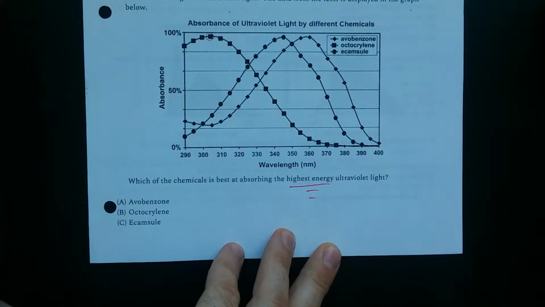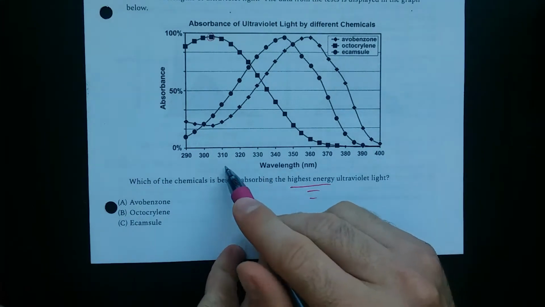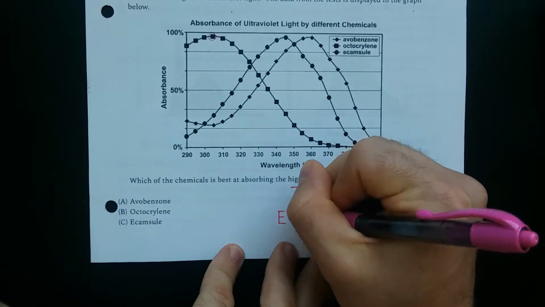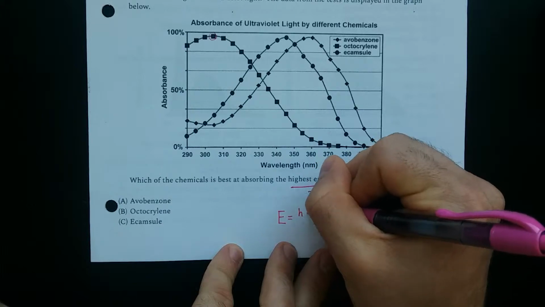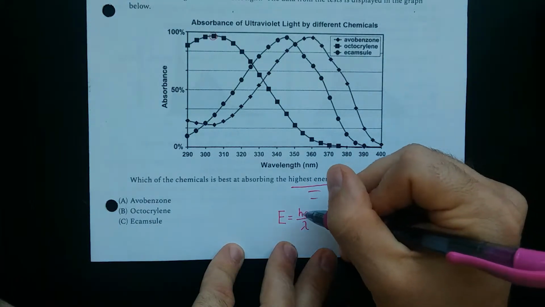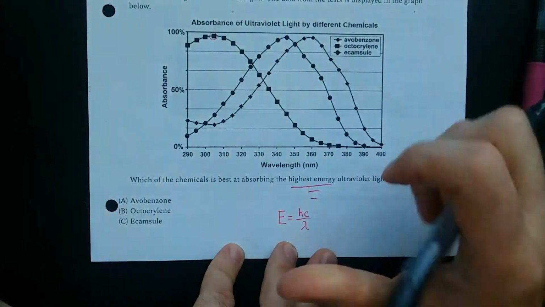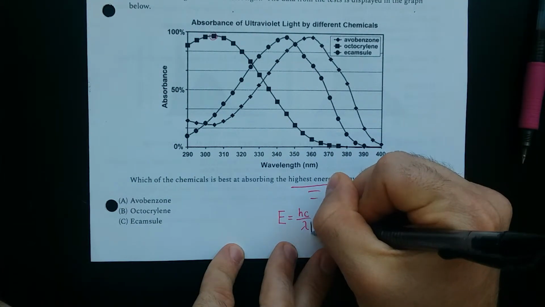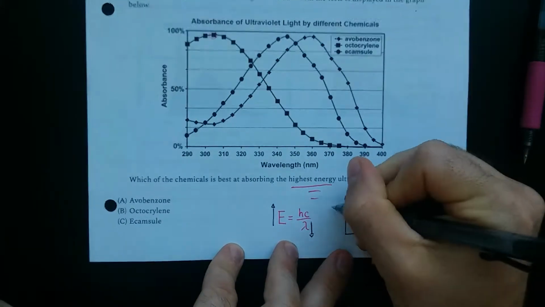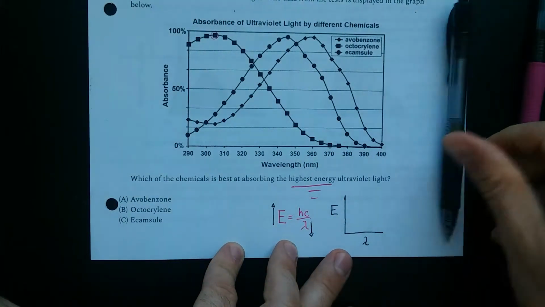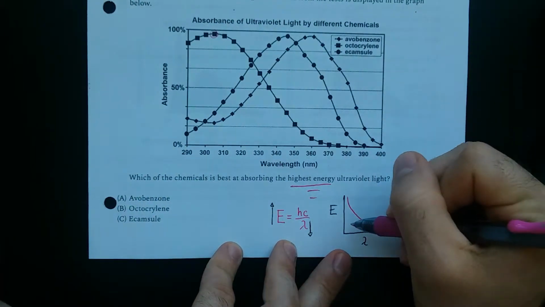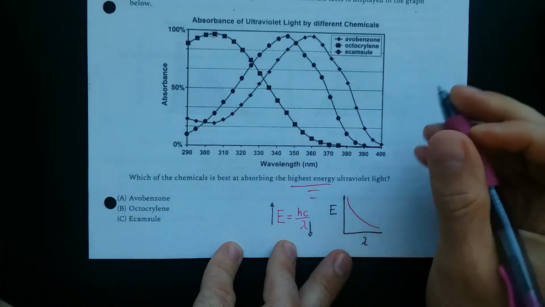So we need to relate wavelength to energy. And I can do that with the relationship E equals hc over lambda. Because E equals hc over lambda, as wavelength gets smaller and smaller and smaller, energy gets bigger and bigger and bigger. They have an inverse relationship. The more wavelength, the less energy, and the less wavelength, the more energy.